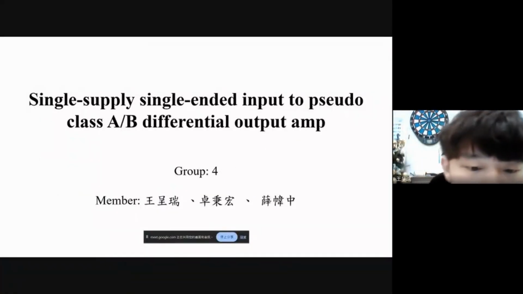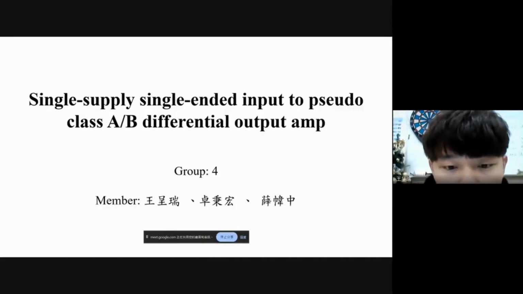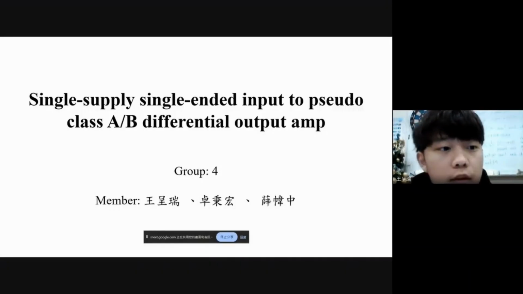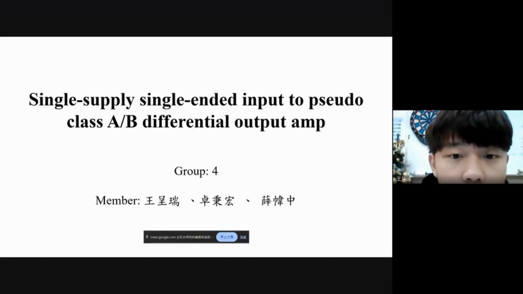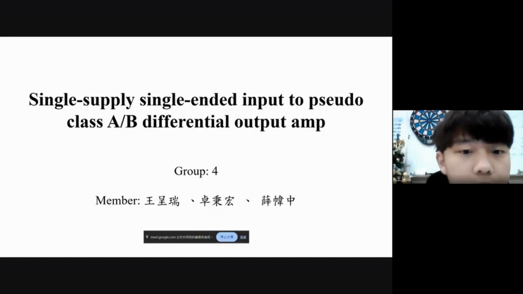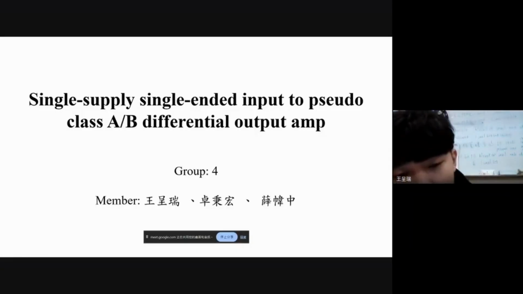Hello everyone, my name is Wang Chunrui, and we are fourth group. And today we are going to talk about the single supply, single-ended input to class AB differential output amplifier.